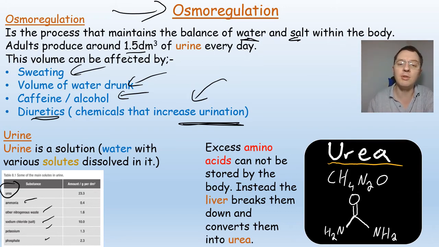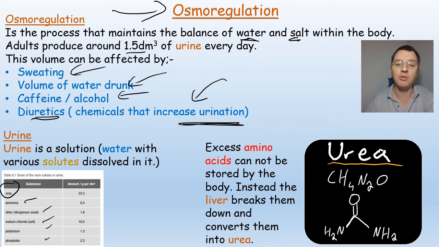Excess amino acids are a big problem within your body. If you have a large steak, for example, unless you're a bodybuilder and utilizing all of those amino acids that are contained within the protein of the steak, then it's likely that your body will be trying to remove any of the excess amino acids because your body cannot store excess amino acids.